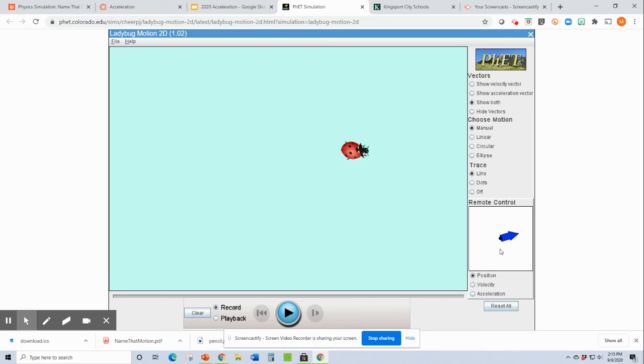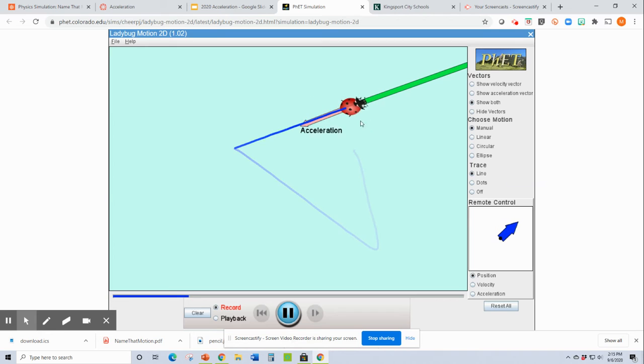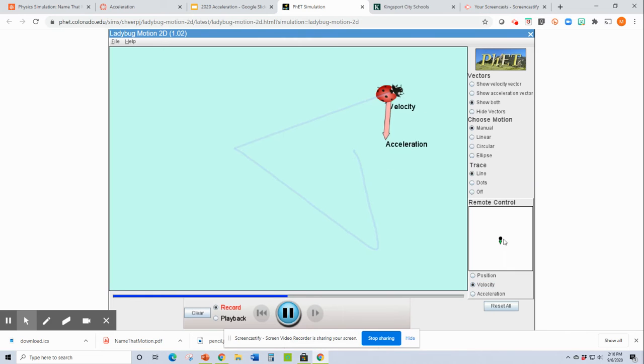All right. So I want you to watch, because what you're going to see are two vectors. You're going to see both a velocity vector and an acceleration vector. So let me see. I'll have my ladybug go there. You see them both? And then I'll have my ladybug go there. And I'll have my ladybug come over here. Okay. And so you can literally just move it around. There's lots of different things that you can play with here.